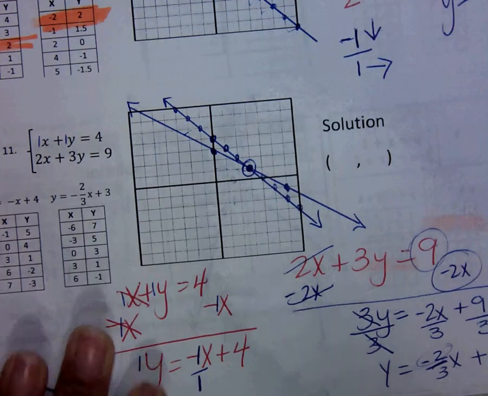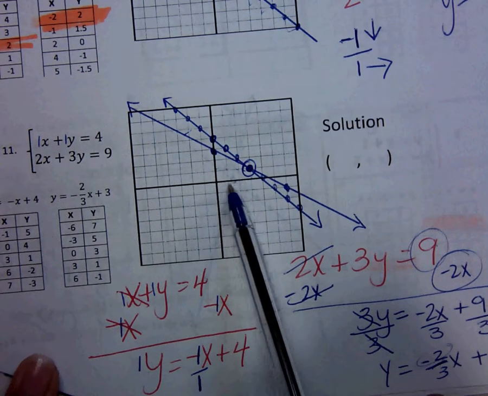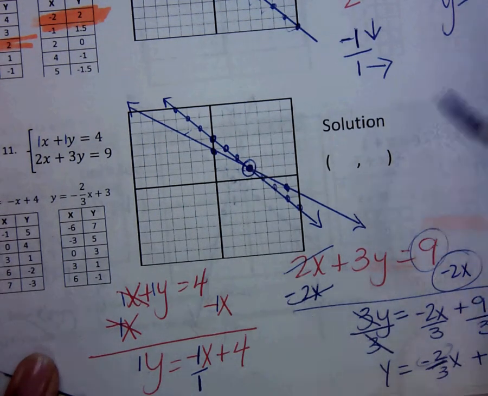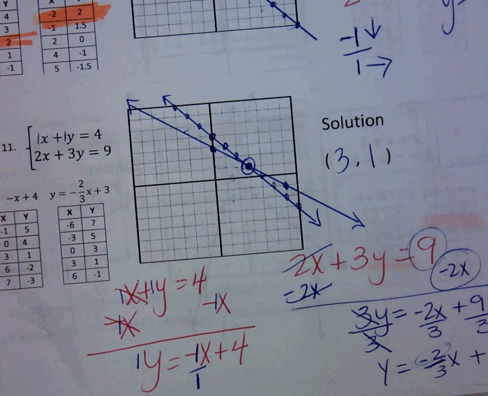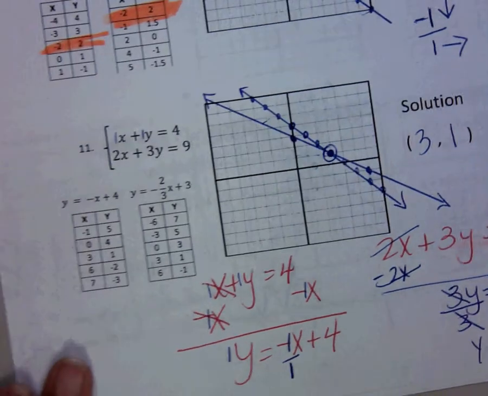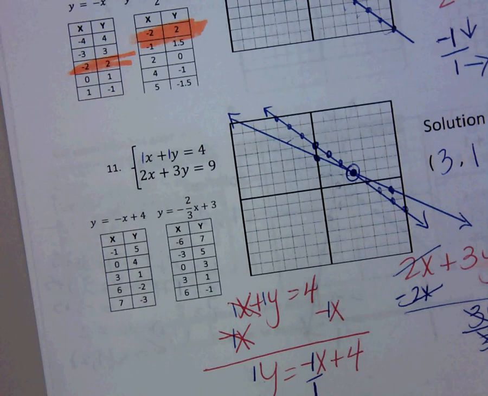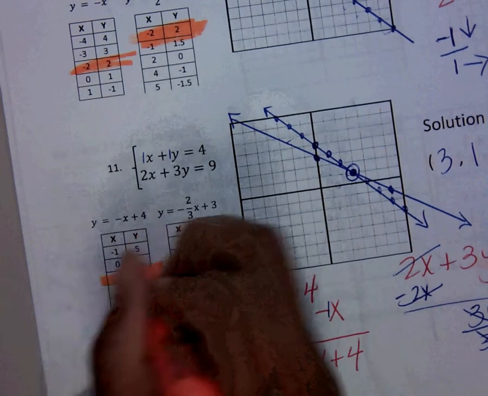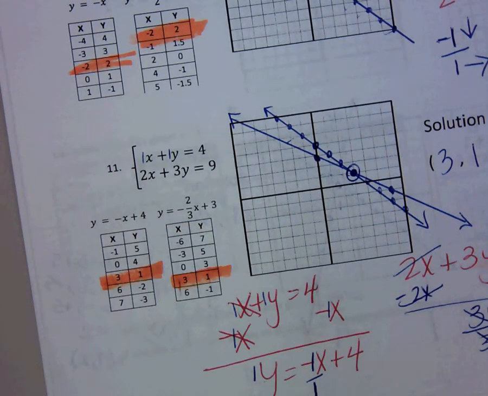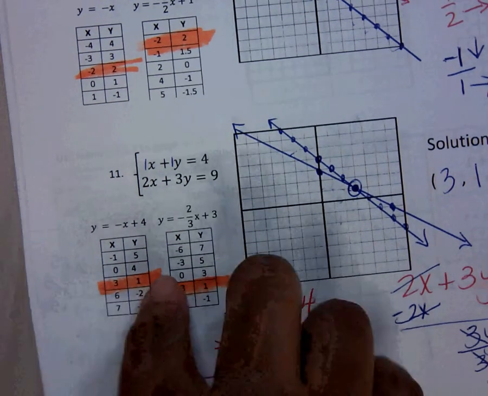Okay, what is that point? It is 1, 2, 3, positive 1. Okay, so we come over here and we look at the table and we see 3, 1 on both tables. We have done it correct. You can also plug them in. I am not doing it on this one, but you go for it. Let's look at number 12 on the next video.